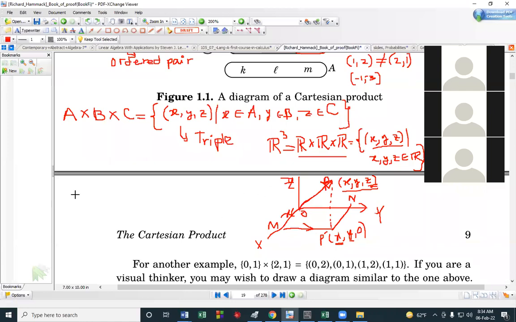And similarly, if you are given an ordered triple, let's say -2, 1, 3. So -2 means you have to go inward 2 units along the x-axis. And then 1 unit parallel to the y-axis. And 3 units upward. Wherever you stop is your destination. That's the point this ordered triple represents.